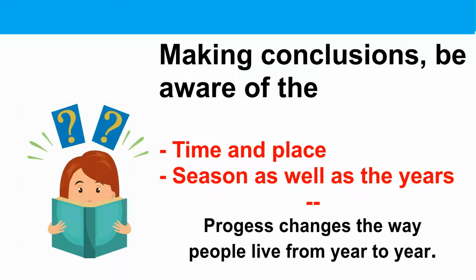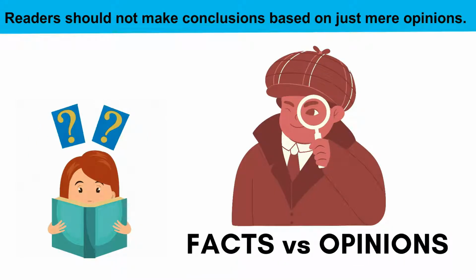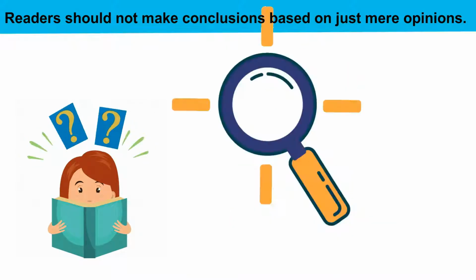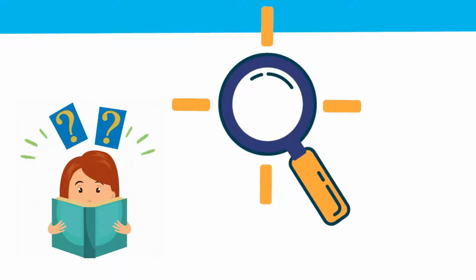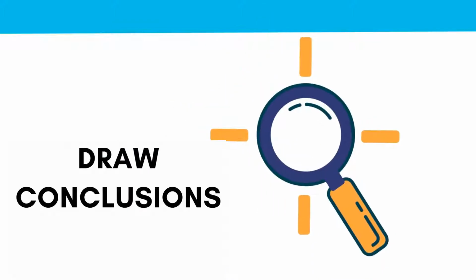You should also be aware of the time and place, including the time of the day, season, as well as the years. Progress changes the way people live from year to year. Lastly, you should examine facts from opinions. Readers should not make conclusions based on just mere opinions. Just like making inferences, you as a reader must examine the facts in a novel or real-life situation to draw a conclusion. Let's take a look at Carlo again.